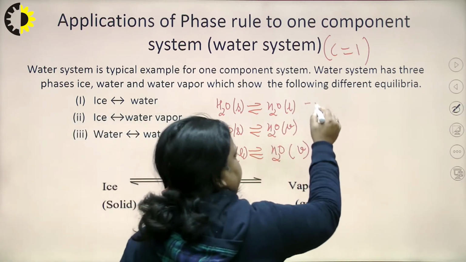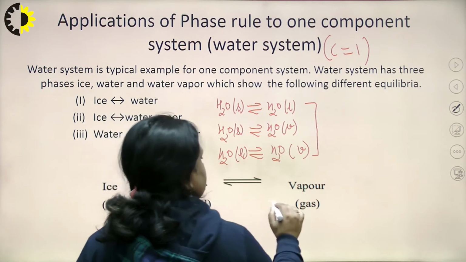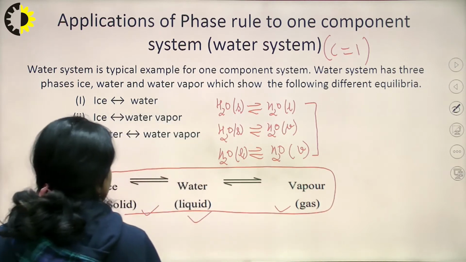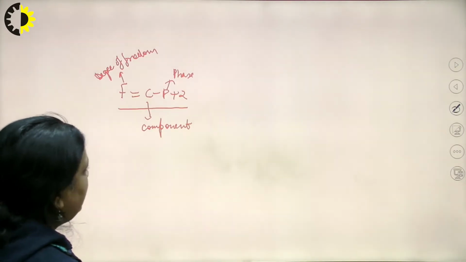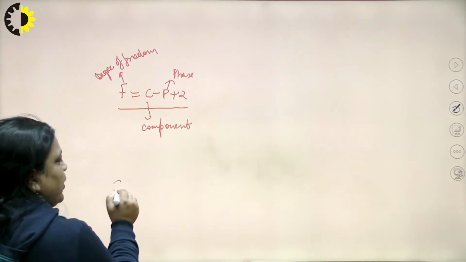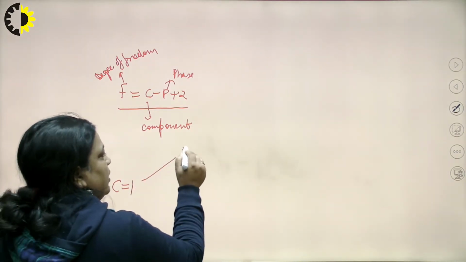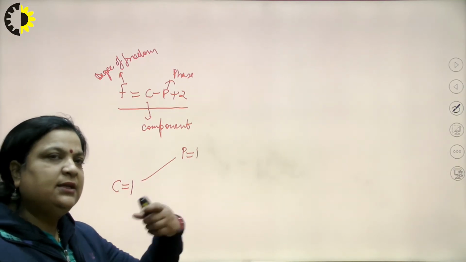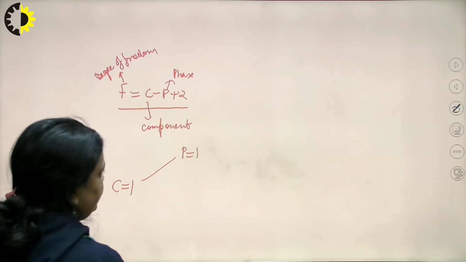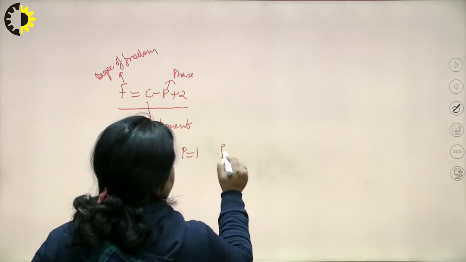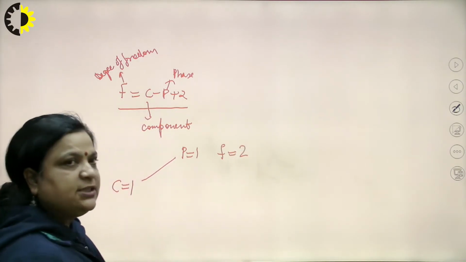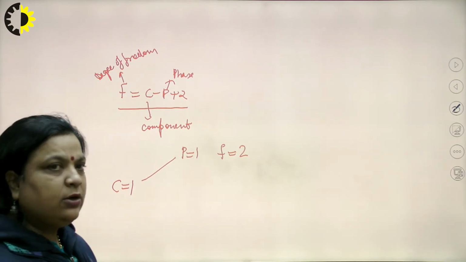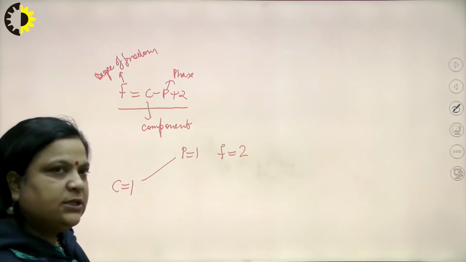So, these are three possibilities. And one more possibility is that all three phases coexist in equilibrium, and for water it is called the triple point. So, for a one component system C is always 1, and if P is 1, it means a single phase exists, either solid or liquid or gas. In this situation, when we calculate F, it will be C - P + 2, which is 2. That is, two variables are required to define this system. So, temperature and pressure both are required.